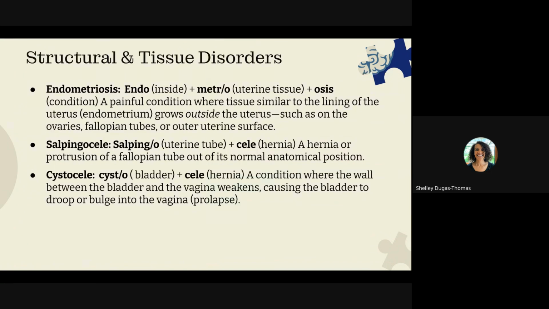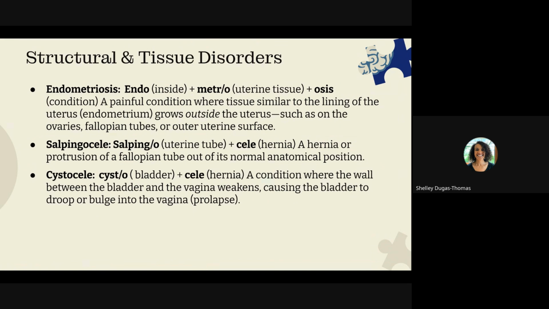So the suffix osis means condition. So with endometriosis, you have endo, inside, plus metr, which is uterine tissue, plus osis, condition. So that means tissue similar to the inner endometrial lining grows outside the uterus.